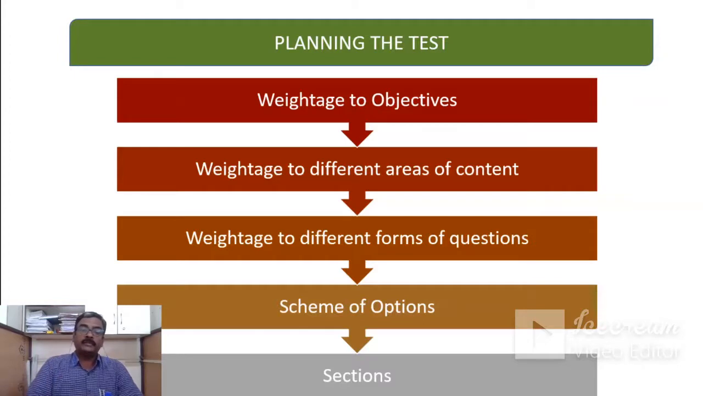Planning the test. In the planning of achievement test, we must consider the following things. First, weightage to objectives. Second, weightage to different areas of content. Third one is weightage of different forms of questions. Fourth one is scheme of options. Fifth one is sections. So these are all the planning of the achievement test.